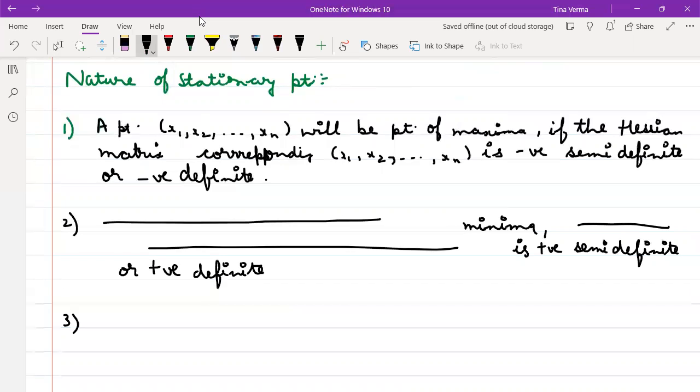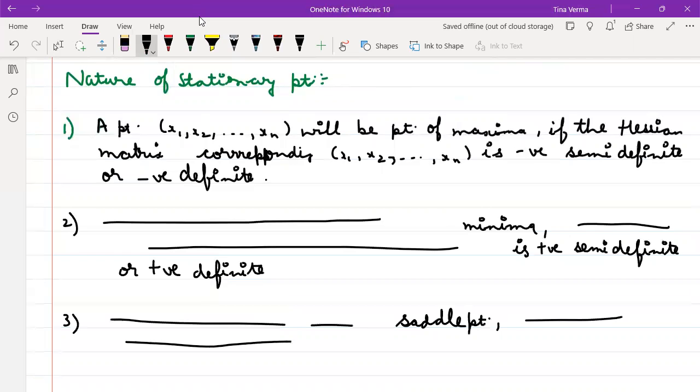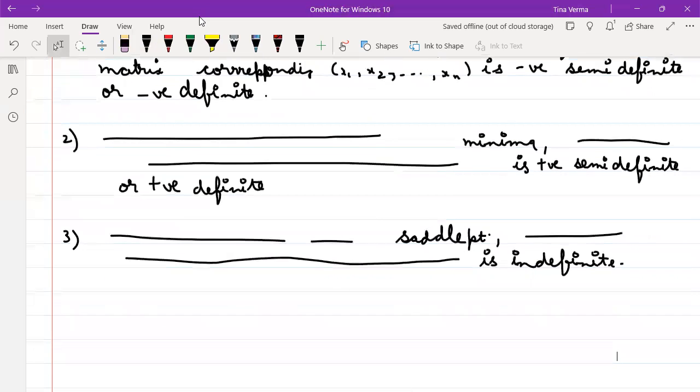And the last, a point (x1, x2, ..., xn) will be a saddle point if the Hessian matrix corresponding to it is indefinite. Right? Firstly, I will tell you what is positive definite. However, you have done this, but because we have to use this, I will explain.